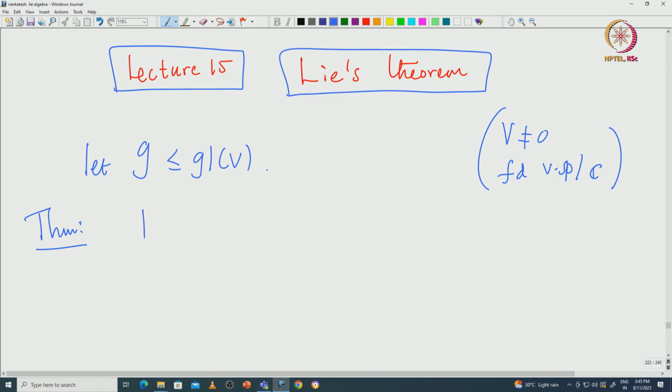So, if G is solvable, then we can get a basis. There exists a basis B of V in which every element of this Lie algebra is represented by an upper triangular matrix. In the case of nilpotent Lie algebras we got strictly upper triangular matrices, but in the case of solvable Lie algebras we get upper triangular matrices.